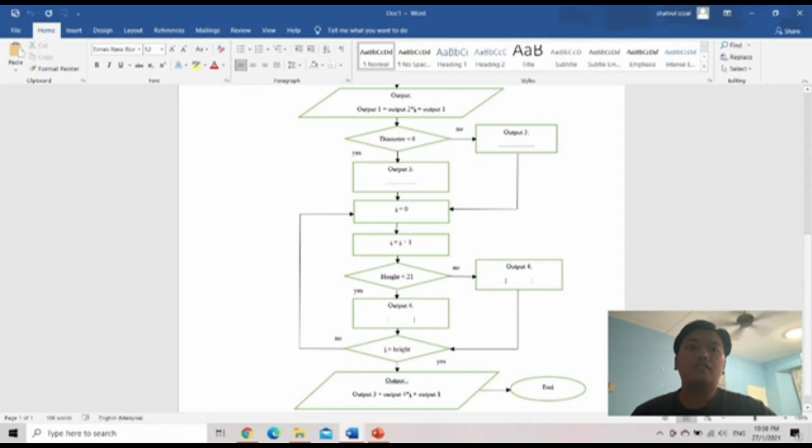Then below that we have the decision on height. Height smaller than 21. If yes, the output is below. If no, the output is on the left side. Then we go to the last decision on height, I is bigger than height. If yes, the output is below. If no, it will repeat to I equals 0. Then the output will become output 3 plus output 4 divided by I, plus output 1, and then the end.